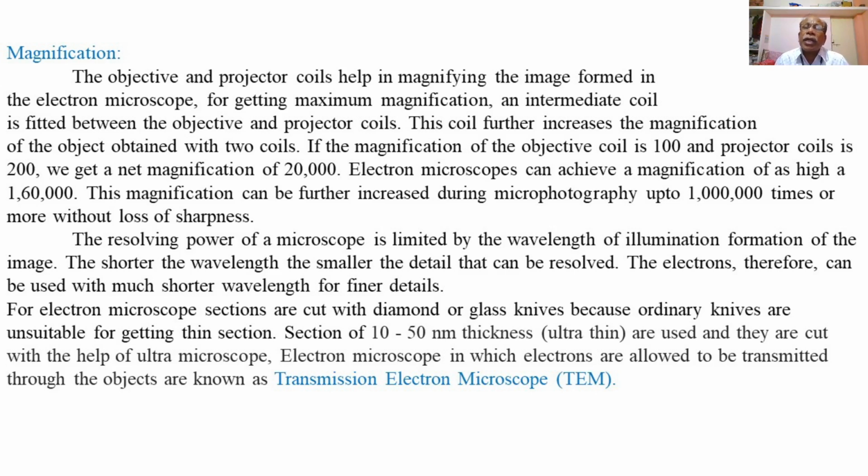Electron microscopes can achieve a magnification of as high as 1,60,000 for biological material or the object, and this magnification can be further increased during microphotography up to 10 lakh times or more without loss of sharpness.